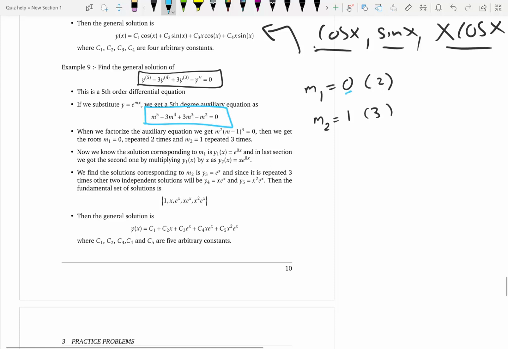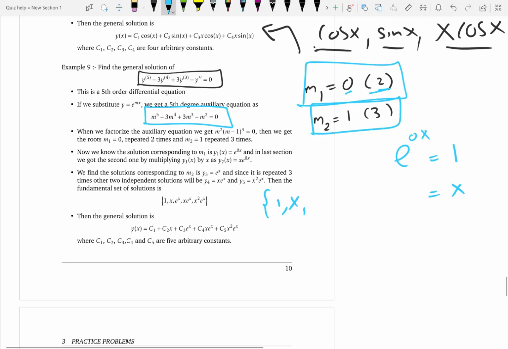So for 0, first solution will be e to the 0x, which is 1. The second one should be, because it's repeated, you multiply the first one by x. So it's just x, right? x times e to the 0x is x. So we are done for m1 equal to 0 root. So it's 1 and x. Now let's go to the other root. Other root is 1. So the first solution will be e to the x.